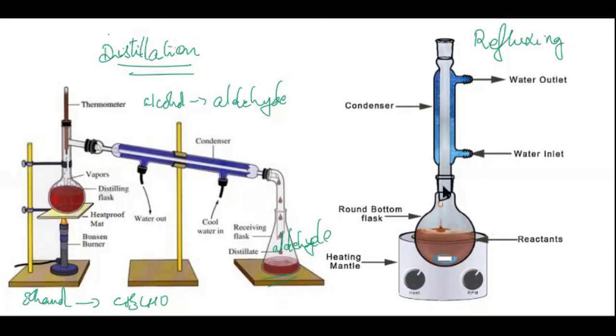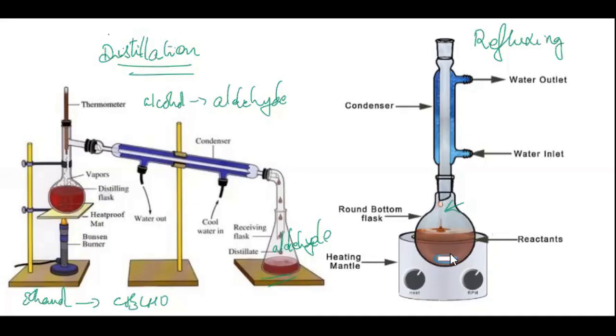In refluxing, like before, the hot vapors are moving up. Of course, that is happening, but this condenser, which is kept here, will cool the vapors down. So the cold vapors will again drop back into the reaction mixture itself. You can clearly see it here. The droplets are dropping back into the reaction mixture.